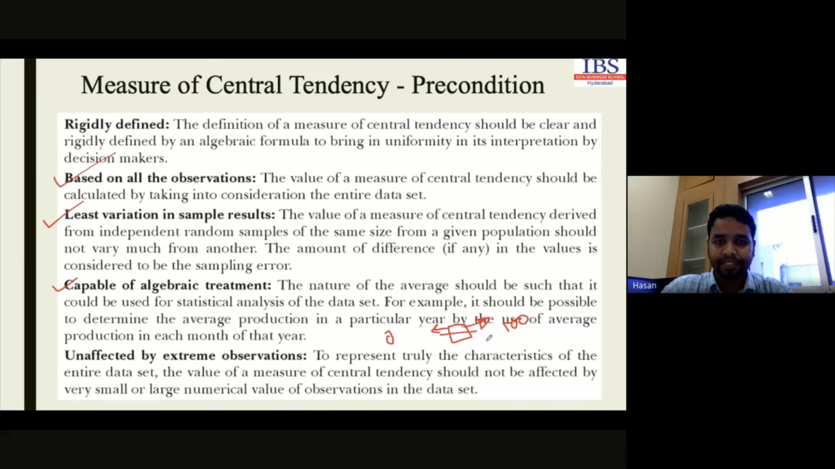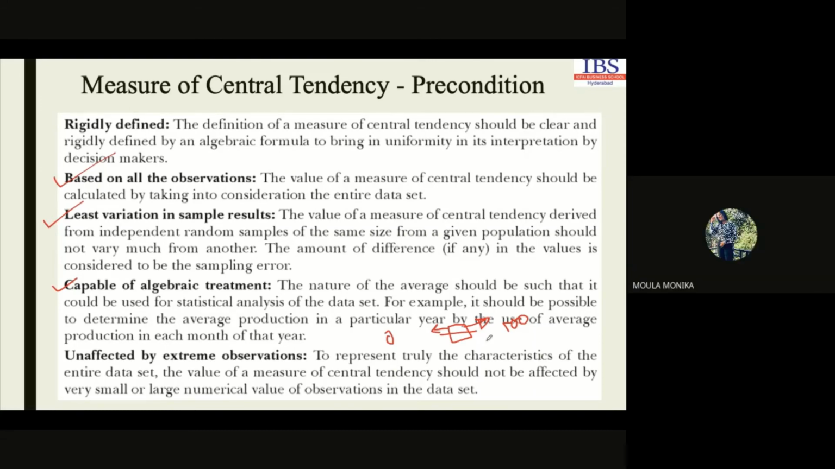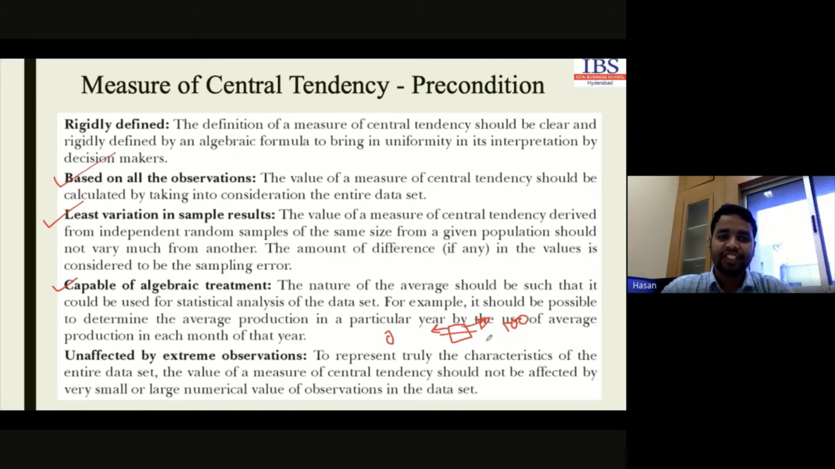Extreme left or extreme right value is known as an outlier. So we'll have to remove them from our calculations. Is that clear to you? Yes, sir. So these are the preconditions for measuring the central tendency.